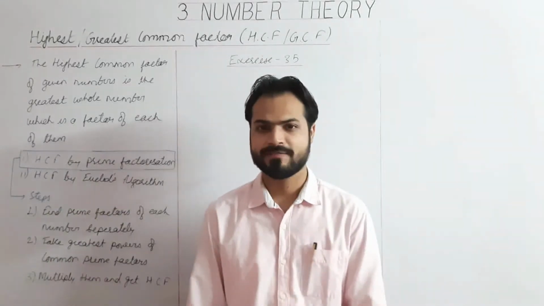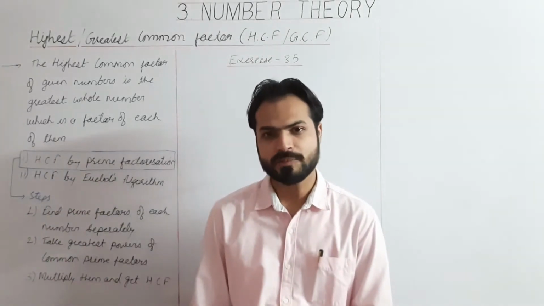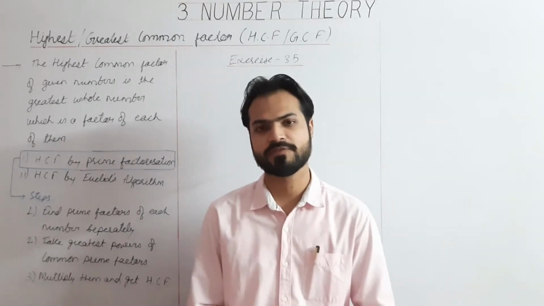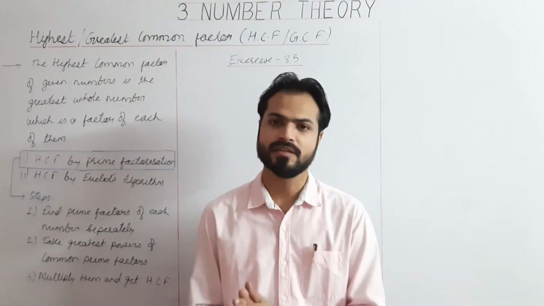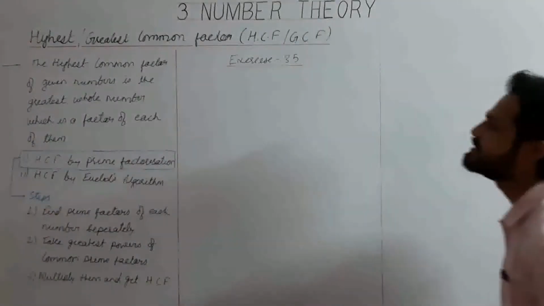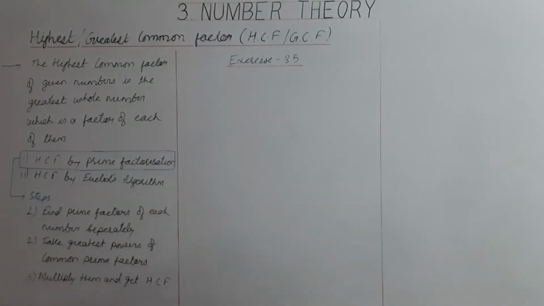Hello everyone. After prime factorization, today's topic is HCF or GCF. HCF means highest common factor. GCF means greatest common factor. Both are the same. Let's see what exactly it is. The highest common factor of given numbers is the greatest whole number which is a factor of each of them.